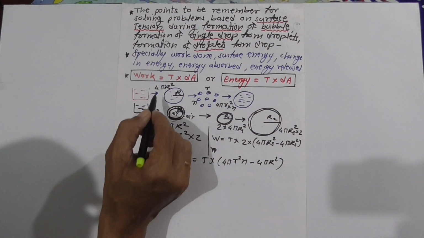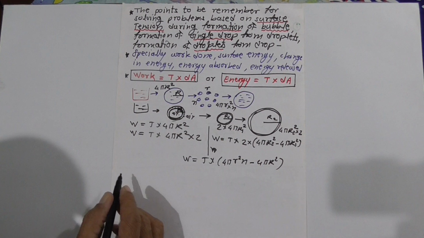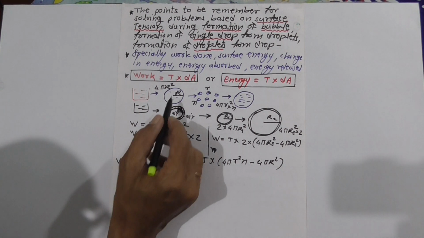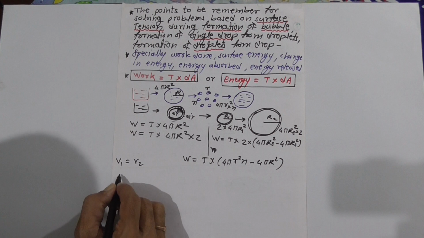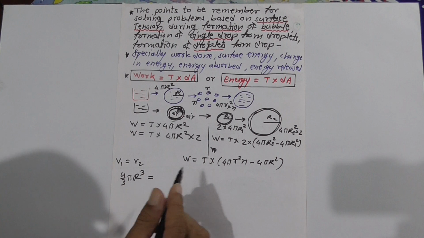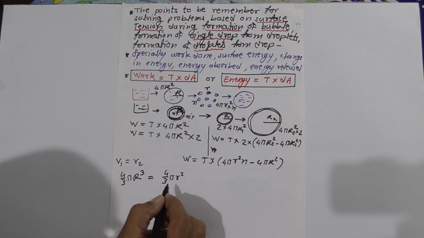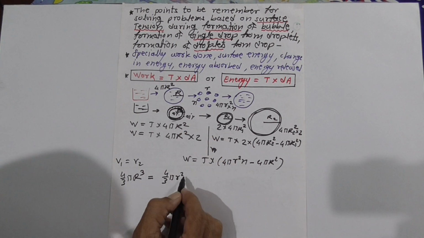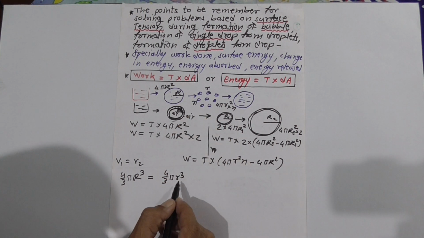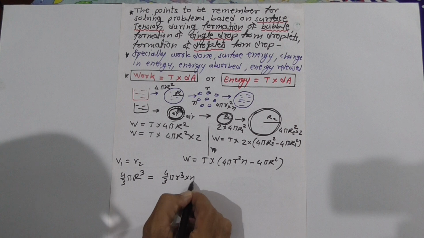Simply by considering that the volume of the single drop is equal to the total volume of all these droplets. So initial volume V1 is equal to final volume V2. The volume of the spherical drop is 4 by 3 pi R cube, and the volume of a single droplet is 4 by 3 pi small r cube. If there are two droplets, you have to multiply by 2. If there are 8 droplets, you have to multiply by 8. But as we consider there are n droplets, you have to multiply it by n.